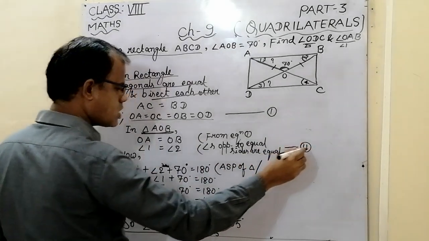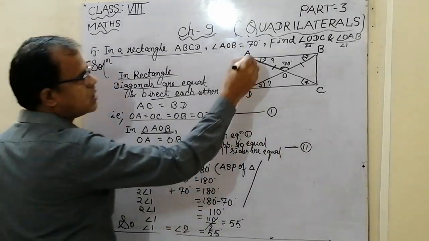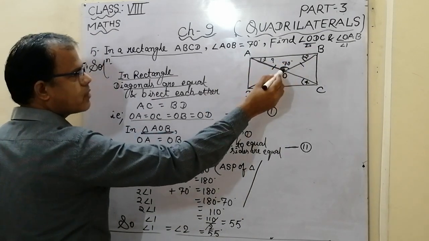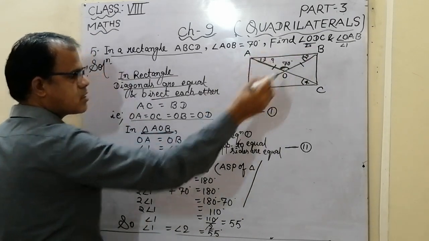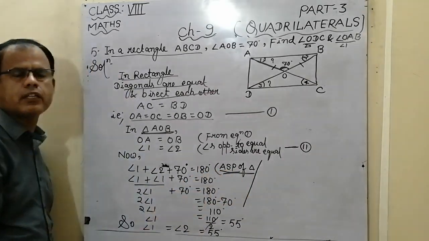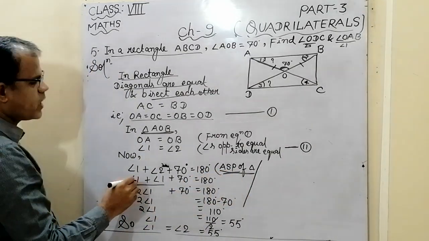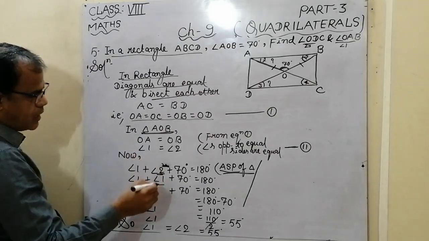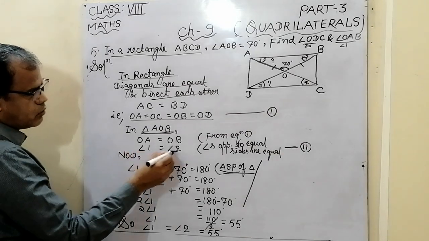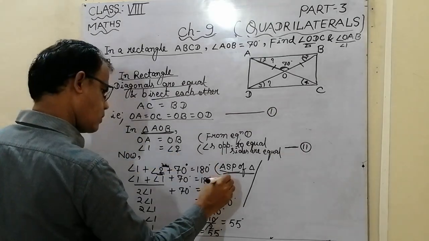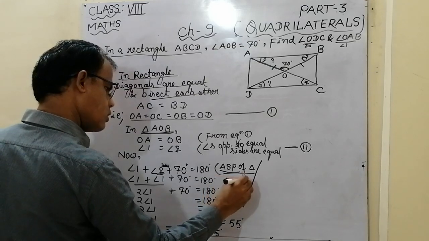We have written here equation number 2. Now look here, in this triangle, angle 1 plus angle 2 plus 70 degrees, all three angles sum to 180 degrees. Why? Angle sum property of triangle. So in place of angle 2 we write angle 1, because angle 1 equals angle 2 from equation 2.